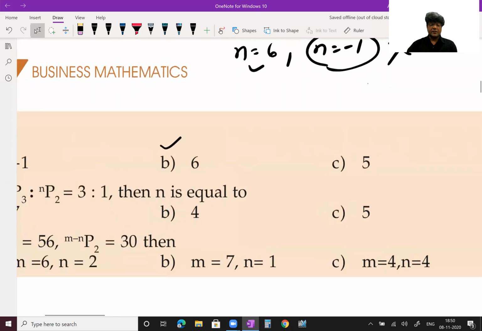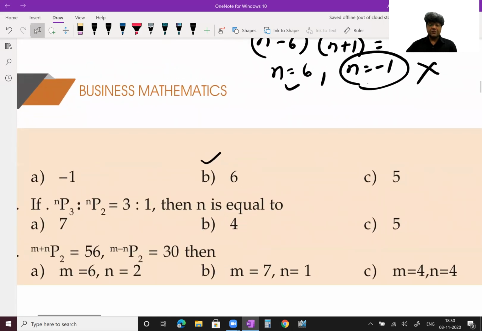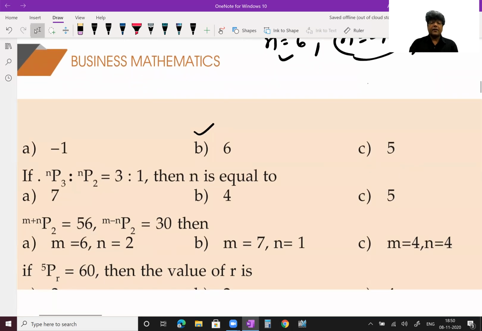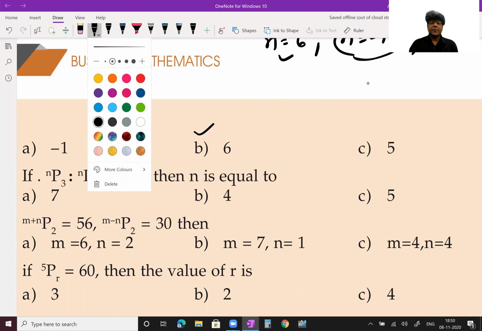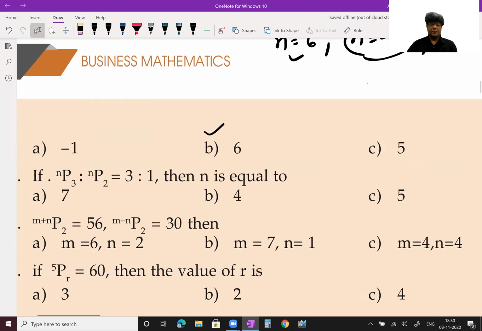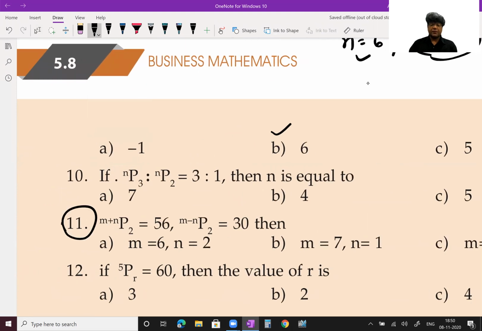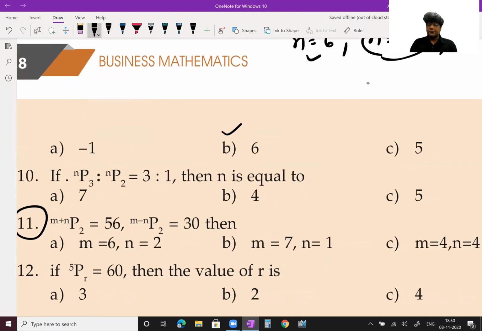Now guys, similarly, question number 11. m plus nP2 is equal to 56. See here. Okay. m plus nP2. This is question number 11. So m plus nP2 is equal to, here it is 2 written now. So right hand side 56.